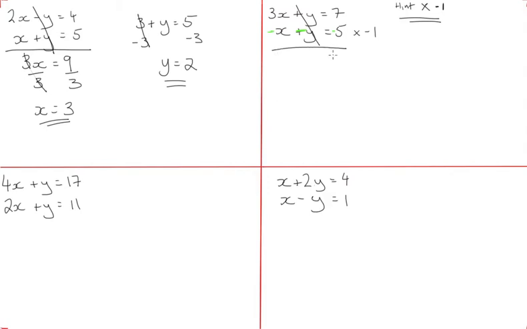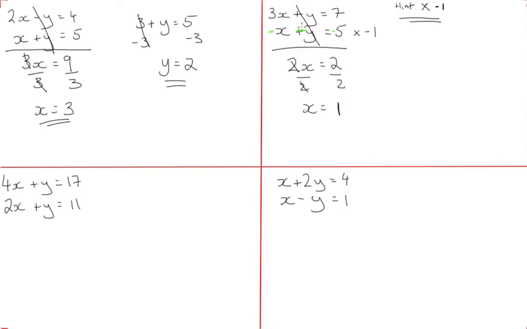And we treat it like a sum. So 3x minus x is 2x. And then 7 minus 5 is 2. Now we divide both sides by 2. They cancel, so you're left with x is equal to 2 divided by 2, which is 1. Now we know what x is.